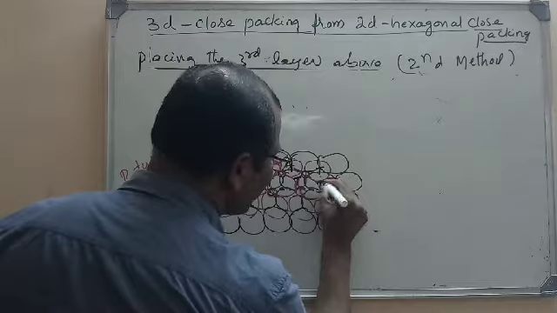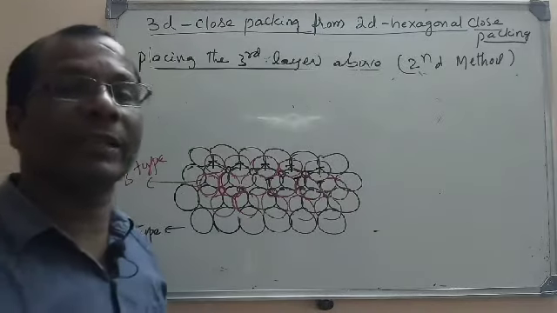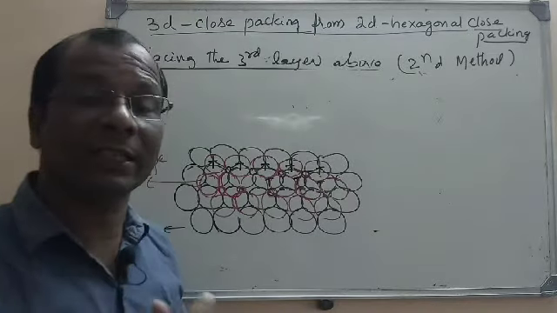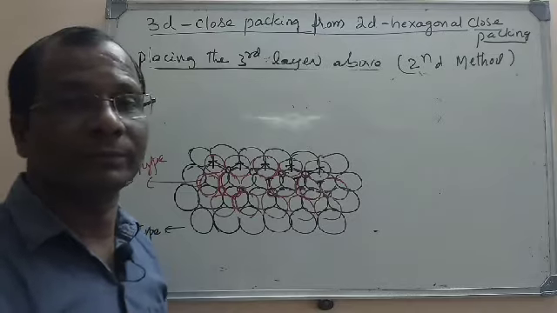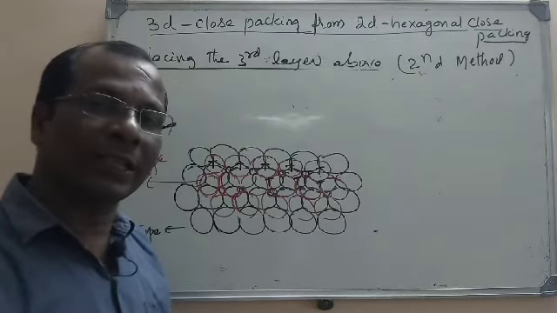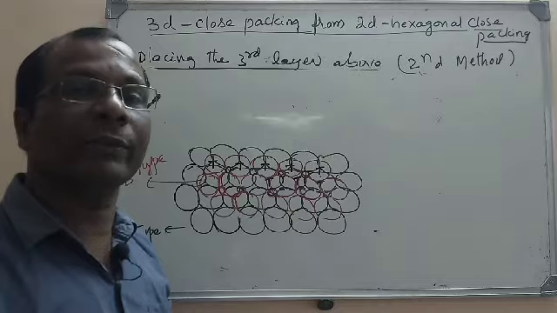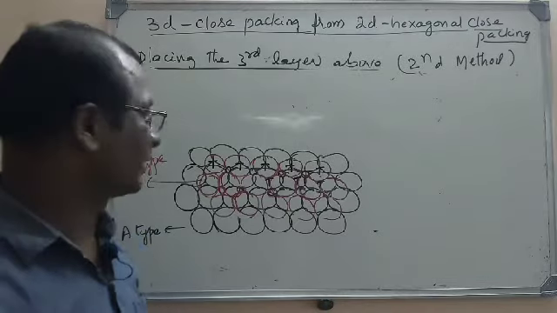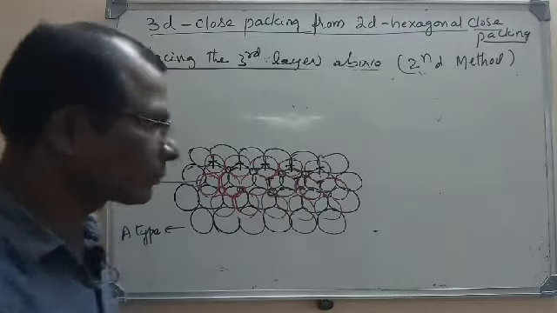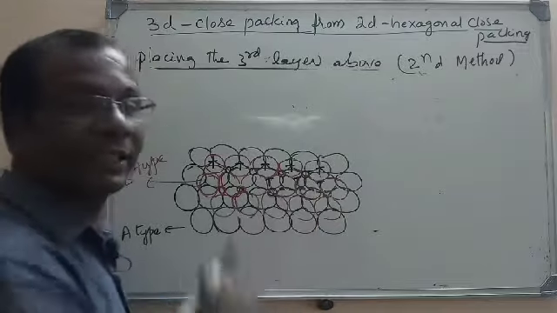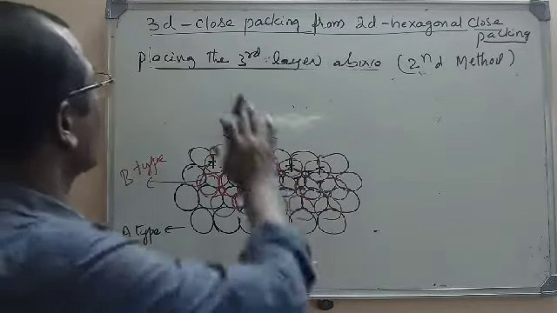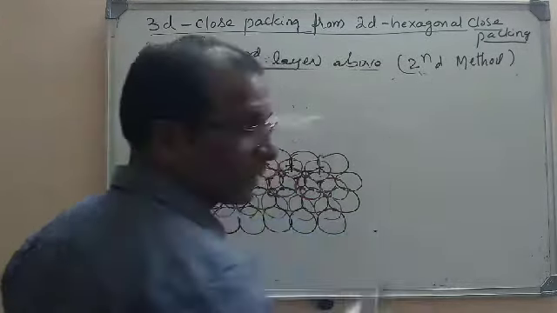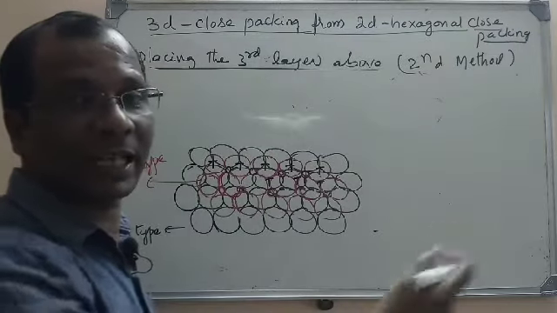Out of 4, 3 will be from one layer and 1 will be from the above layer, or 1 from one layer and 3 from the above layer. Anyway, 4 spheres must be there to get the tetrahedral void. So this is the arrangement after placing the second layer. Now, how to place the third layer in a second method? How to lay it by the first method is already explained.